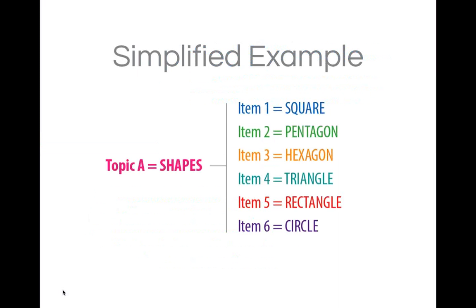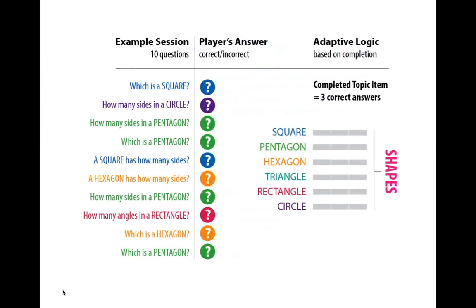In this simplified example, the learning topic, or learning concept, if you will, is about shapes, and we have 6 topic items, or again, 6 elements of a learning concept, ranging from square to circle. So Academy will initially serve up a session of about 10 questions around these different shapes. Those questions are shown on the left here. In this example, the user must correctly answer 3 questions about a specific item for it to be considered completed, or being able to test out of it.